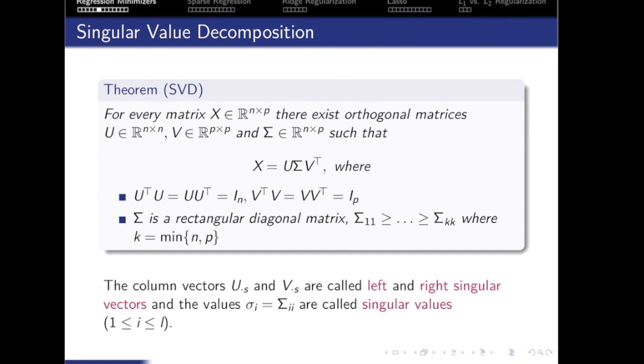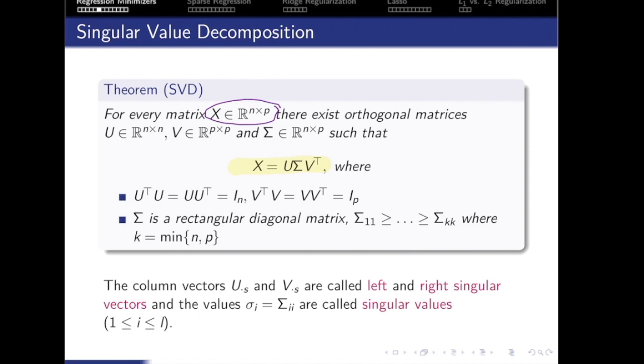We have already seen the singular value decomposition briefly in the linear algebra recap. Now we want to apply this. So how was that actually defined? For every matrix X, for example, here's our design matrix, there exist orthogonal matrices U and V and a diagonal matrix sigma such that X is decomposed as U times sigma times V transposed.